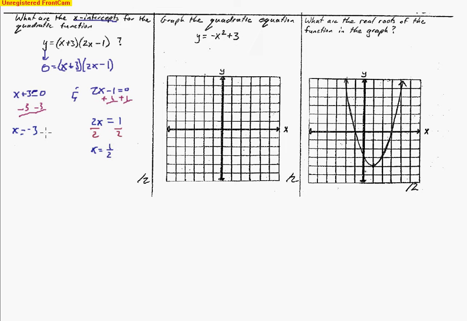So that's one of the solutions. Negative 3 is the other one. And that's what you write in your brace. The brace represents the solution set, the x-intercepts. However you express it to me, it's fine. Well, let's take a look at this next one.